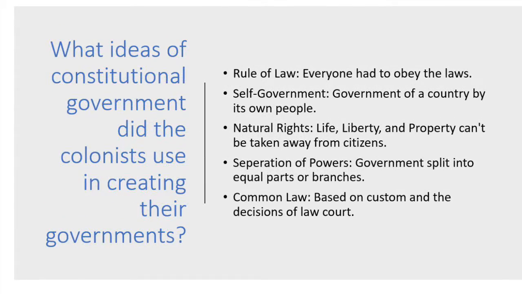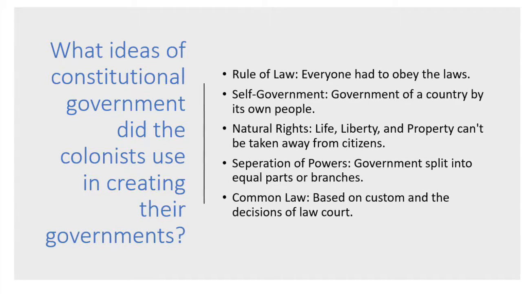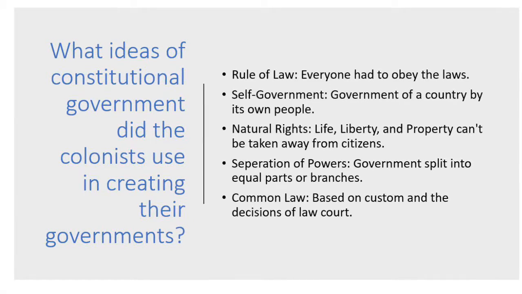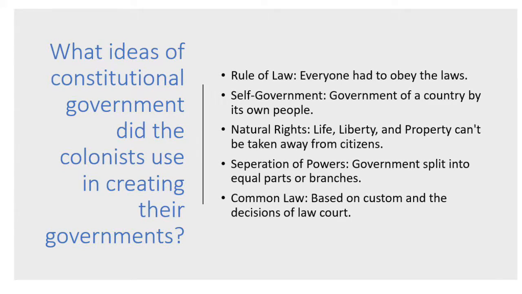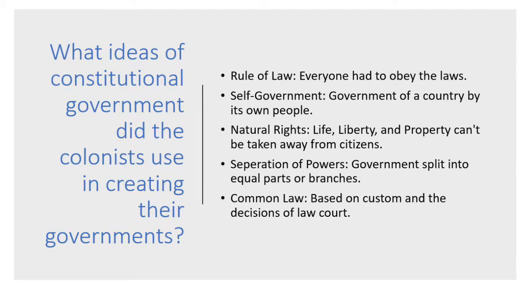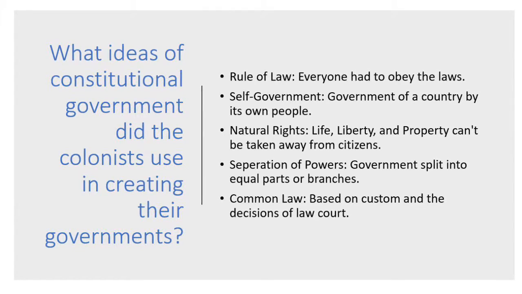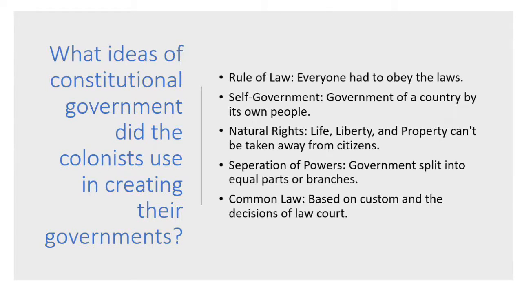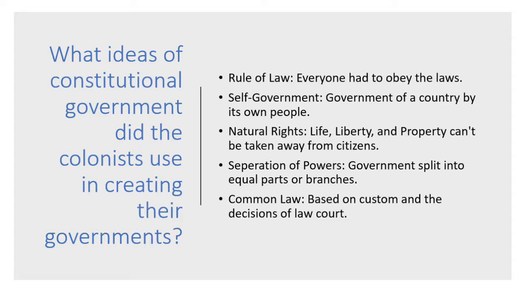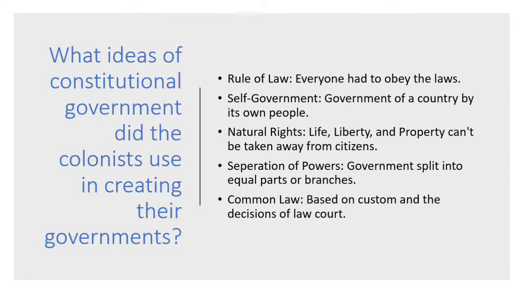What ideas of constitutional government did the colonists use in creating their governments? Rule of law. Everyone had to obey the laws. Self-government. Government of a country by its own people. Natural rights. Life, liberty, and property can't be taken away from citizens. Separation of powers. Government split into equal parts or branches. Common law. Based on custom and the decisions of law courts.